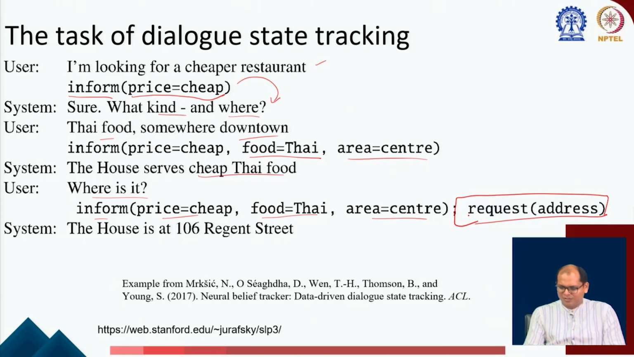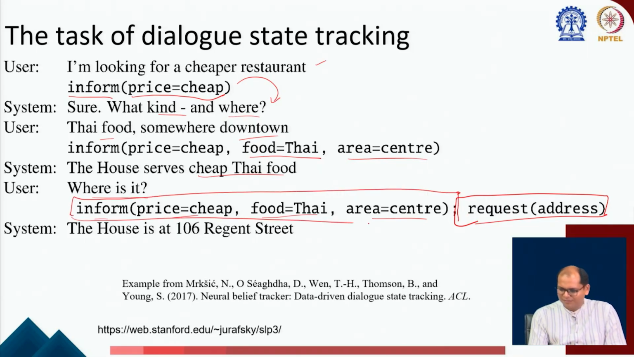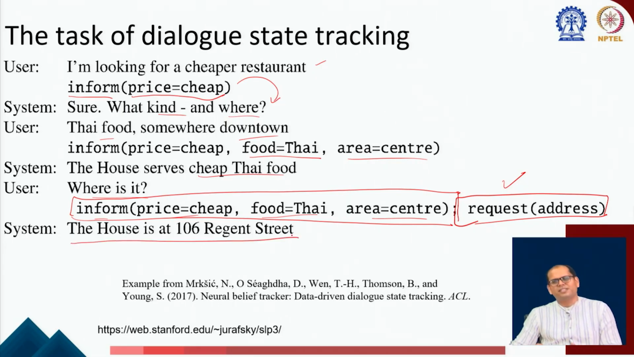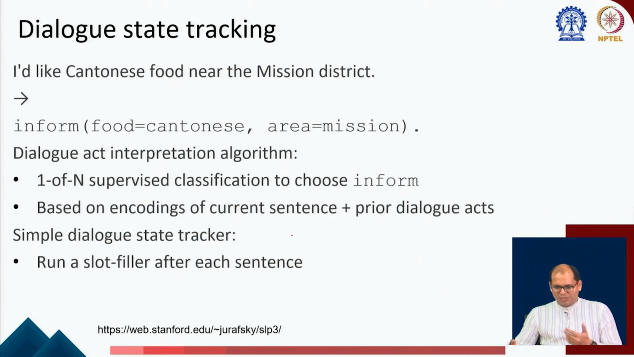So, this is the dialog state. This is what has happened. You also append whatever has happened previously and what is the current thing that you have to do: request for the address, right. And you present the address: the house is at 106 Regent Street, right. So, it looks much more sophisticated than what we were doing earlier.